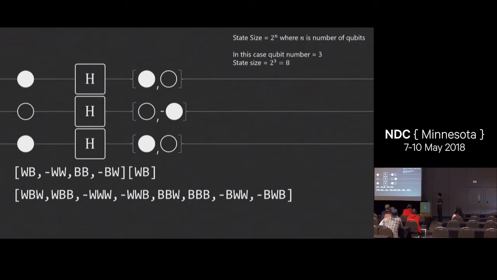The order of these doesn't matter. The order of the actual set does. So you can't change white, black, white, because white, black, white is different to white, white, black, but you could swap that one with that one and it wouldn't matter.